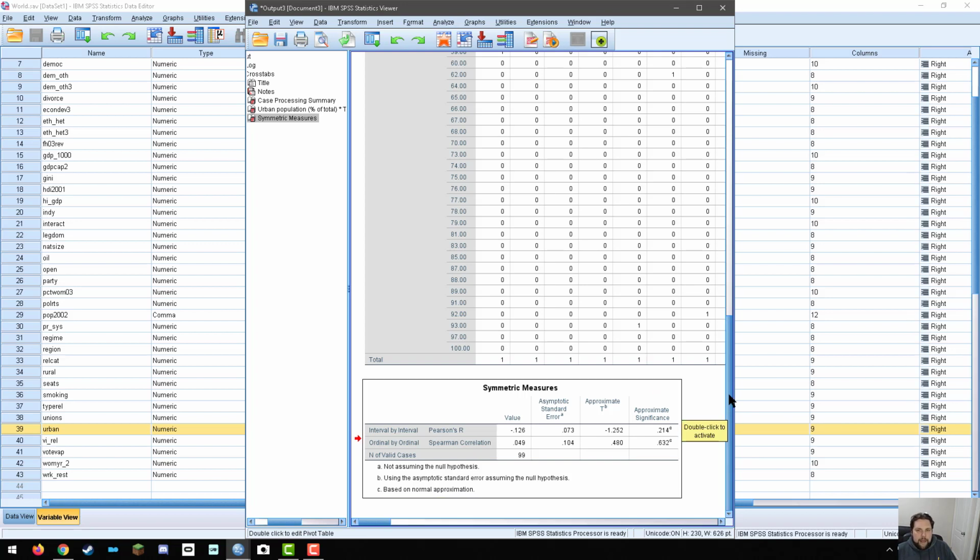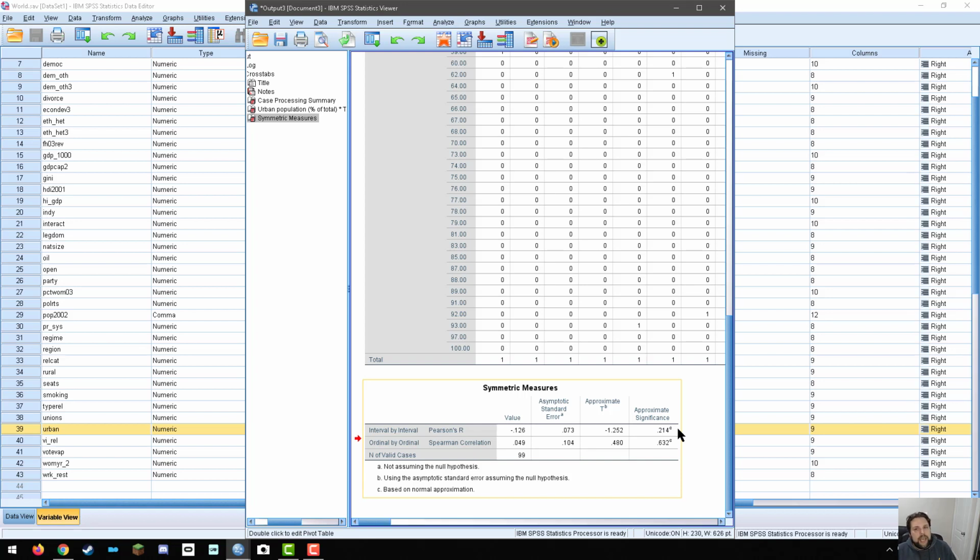0.214. Okay, so that basically means that the probability that random forces could have led to this distribution, or that the null hypothesis is true, is about 21.4%. Right? So if we move the decimal place over 2 spaces and stick a percentage sign, there's a 21.4% chance that the null hypothesis is true.